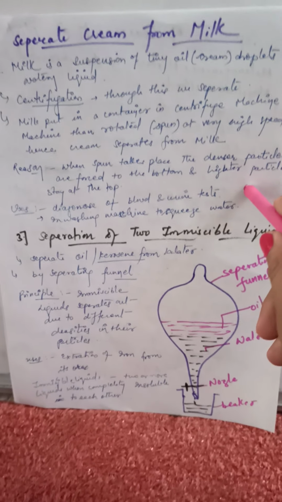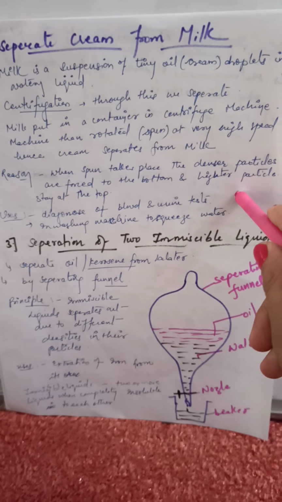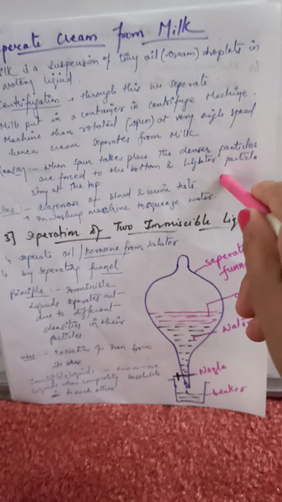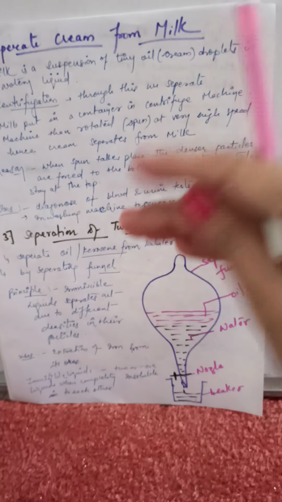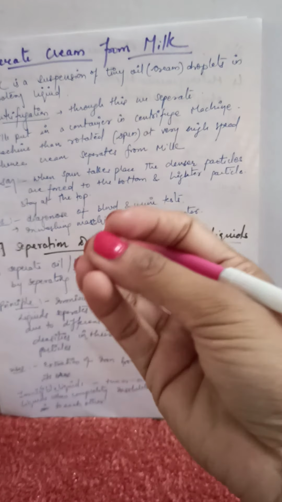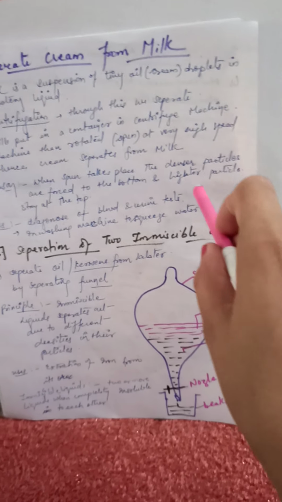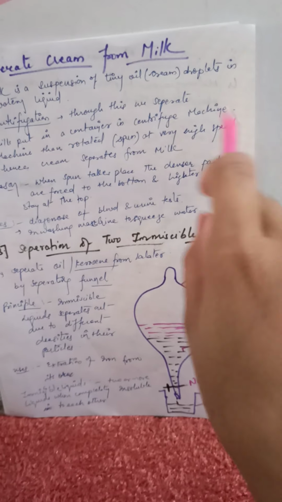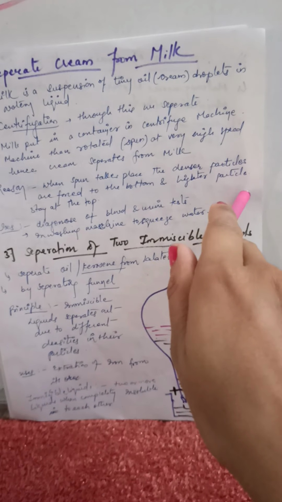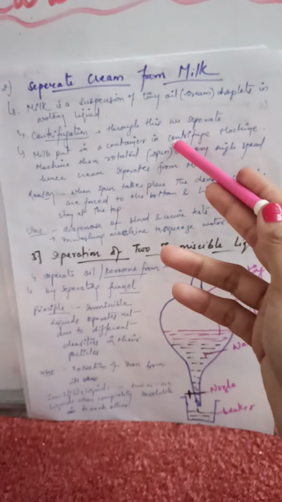When spinning takes place, the denser particles are forced to the bottom and the lighter particles stay at the top. We know that lighter particles have more space, and due to the more space they get the higher place because they become light and start to float. Their density is less, so they start to float on the surface. Hence the denser particles remain at the bottom and the lighter particles, which are cream or butter, stay at the top.